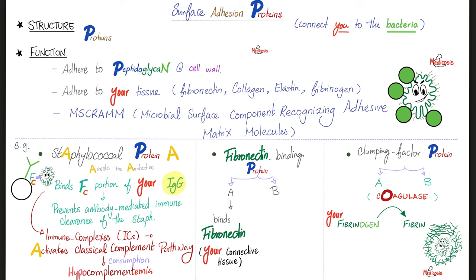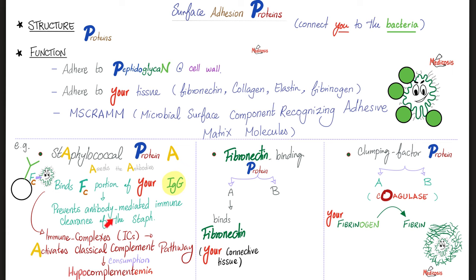Dadgummit. Who named these things? Example, staphylococcal protein A. Okay. It adheres and arrests your antibodies. It binds to the Fc portion of your IgG immunoglobulin, preventing antibody-mediated clearance of the staph. Oh, my immunoglobulin or antibody, IgG, was trying to kill the Staph aureus, but the stupid staph protein A adhered to my IgG and stopped it from functioning.